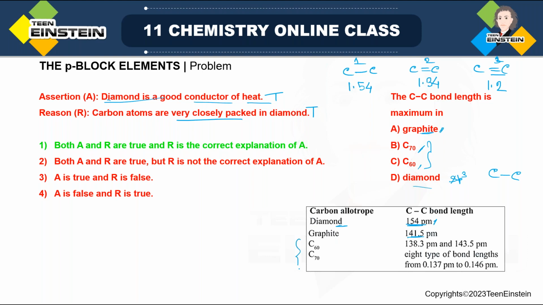And in case of fullerene, there are different varieties basically. So 138, 143, two different types of bond lengths are there. And for C70, there is a variety of bond lengths. We don't need details. But remember, only in case of diamond, the bond length is maximum.